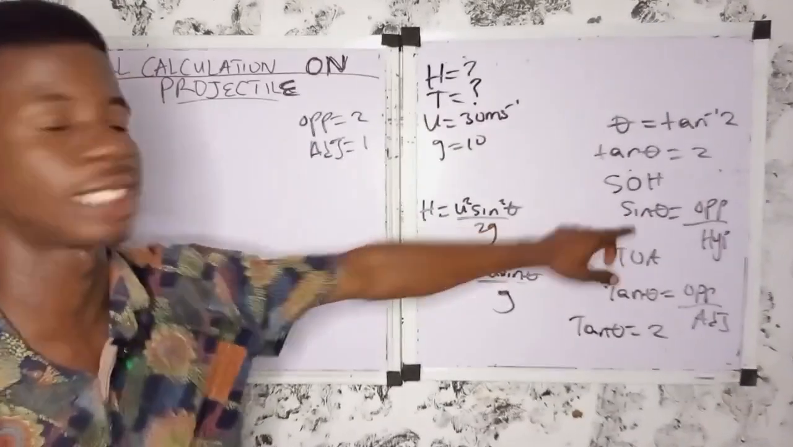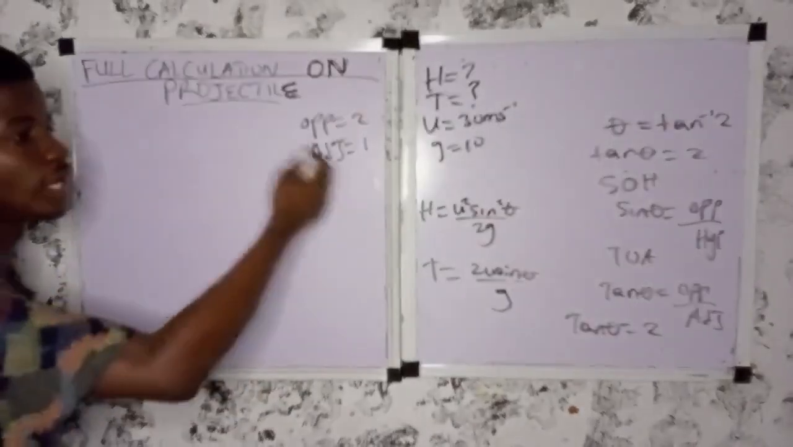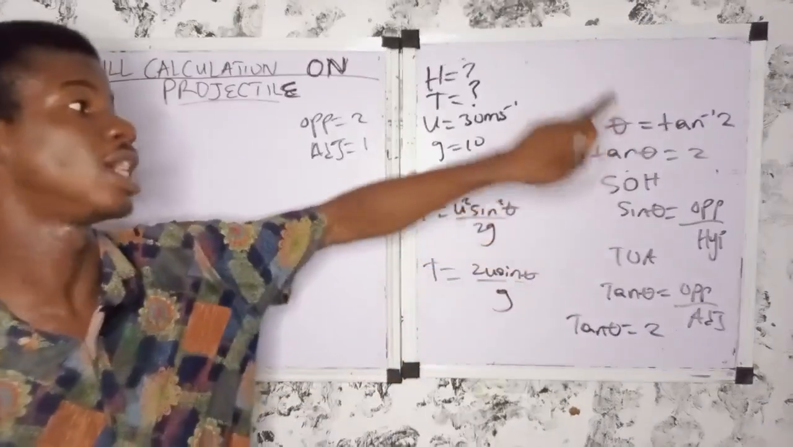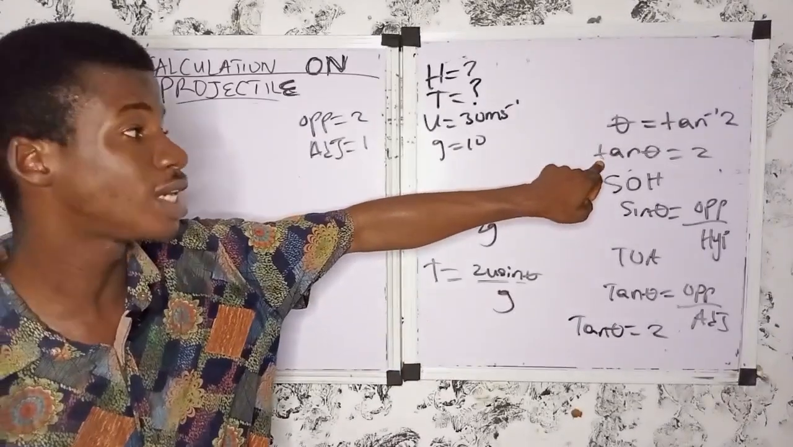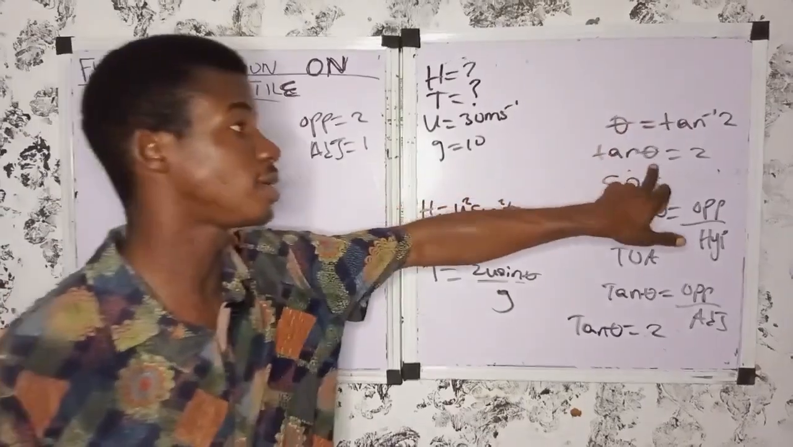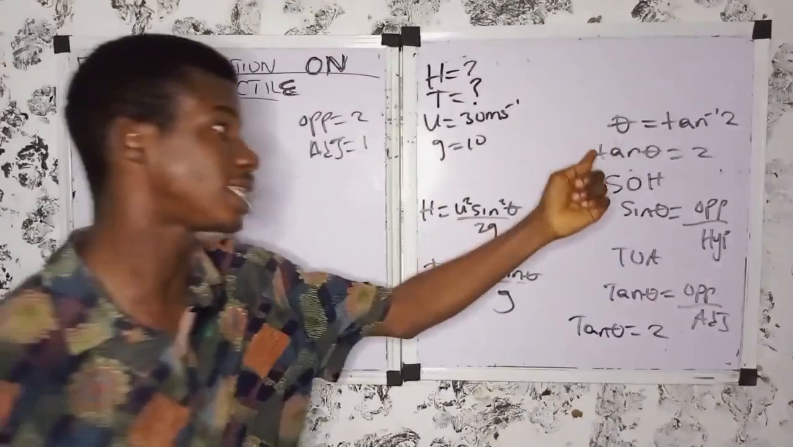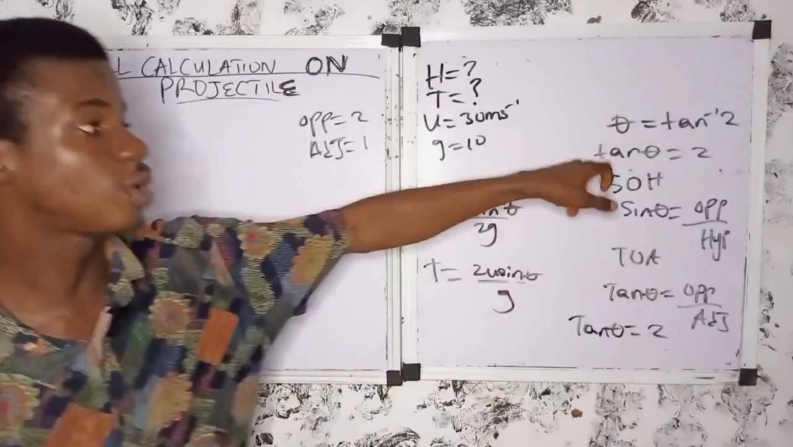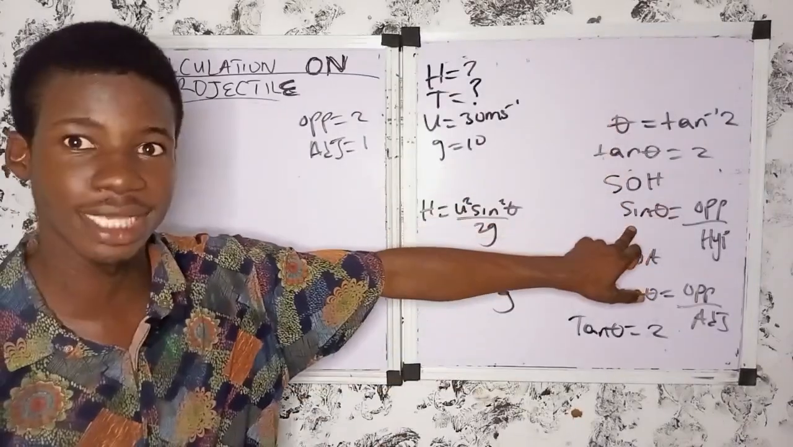Now let's move to this part. Since we now know that opposite is 2, adjacent is 1, remember what I told you first? I told you that we have to convert from tan theta to sin theta. So we want to convert from this part to sin theta, right?